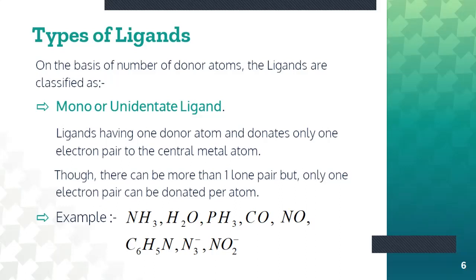Coming to the second point, though there can be more than one lone pair, only one electron pair can be donated per atom. So always remember that a mono or unidentate ligand will donate only one electron pair. It can have more than one lone pair of electrons, but it will always donate one electron pair as it is a monodentate ligand. Below are the examples.